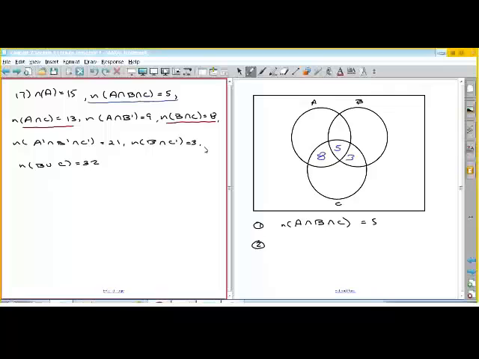So now we got to do something, use one of the other ones. So what could we do here? I'm trying to remember how to do this. Because if you look at the first one, it says the number of elements in set A is 15, but I only know 2. The 2 I don't know, so I can't use that immediately. So that's not going to work.